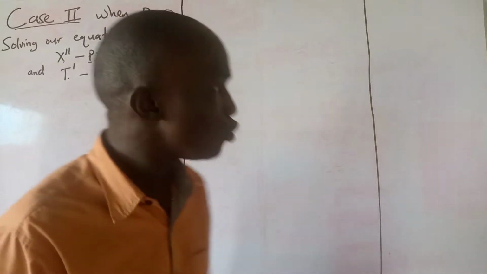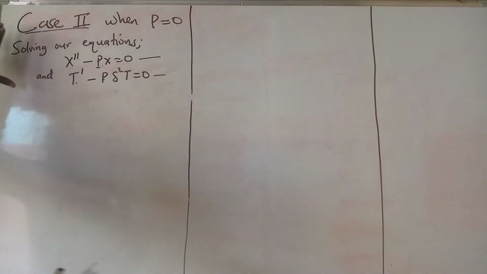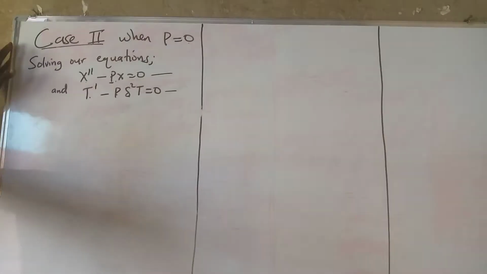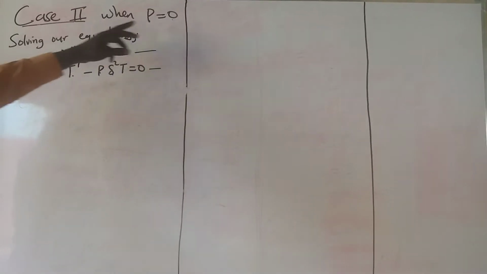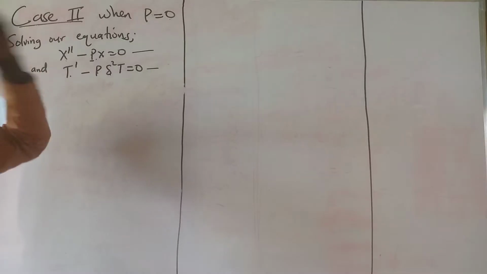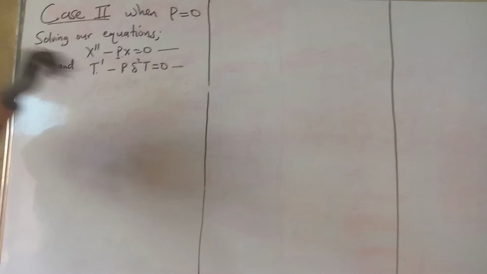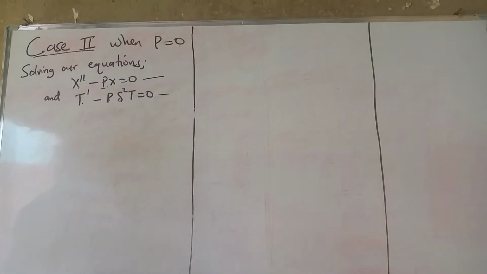So today we're going to continue in our PDEs. It's a continuation of PDEs. In our previous video, we talked about case 1 when the constant P is greater than 0. Now in this video, we're going to talk about when P is equal to 0.